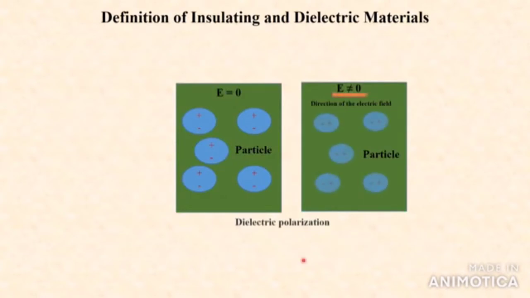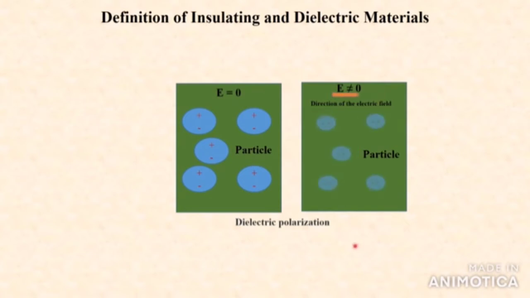The arrangement of molecules in the absence of an electric field. Whenever an electric field is applied, these molecules arrange themselves, that is, there is a shift in the molecules: the positive charge aligns in the direction of the electric field and the negative charge aligns in the opposite direction. This is called polarization.